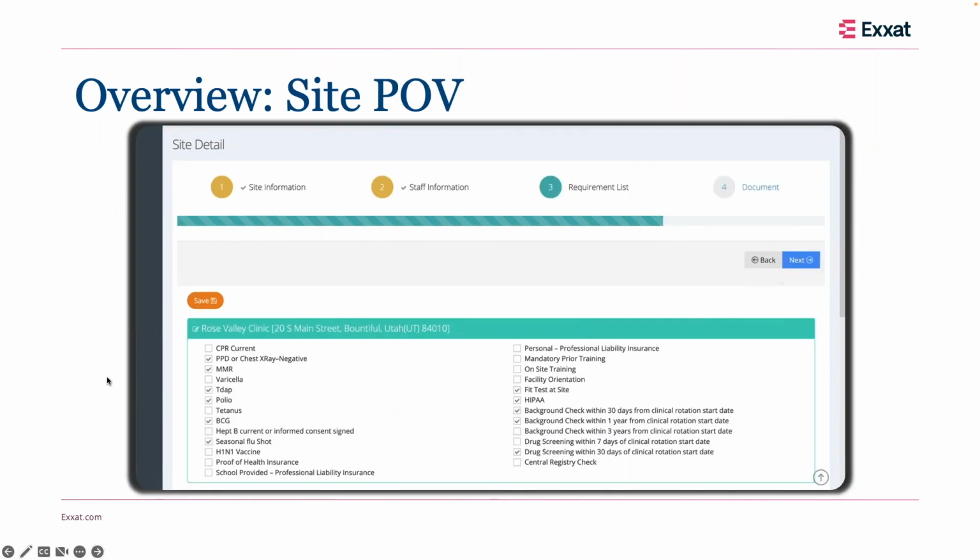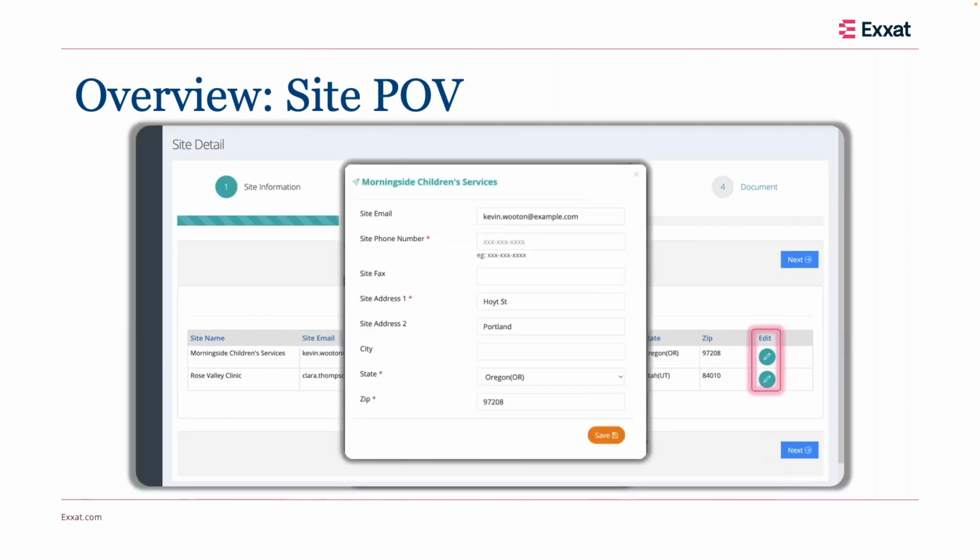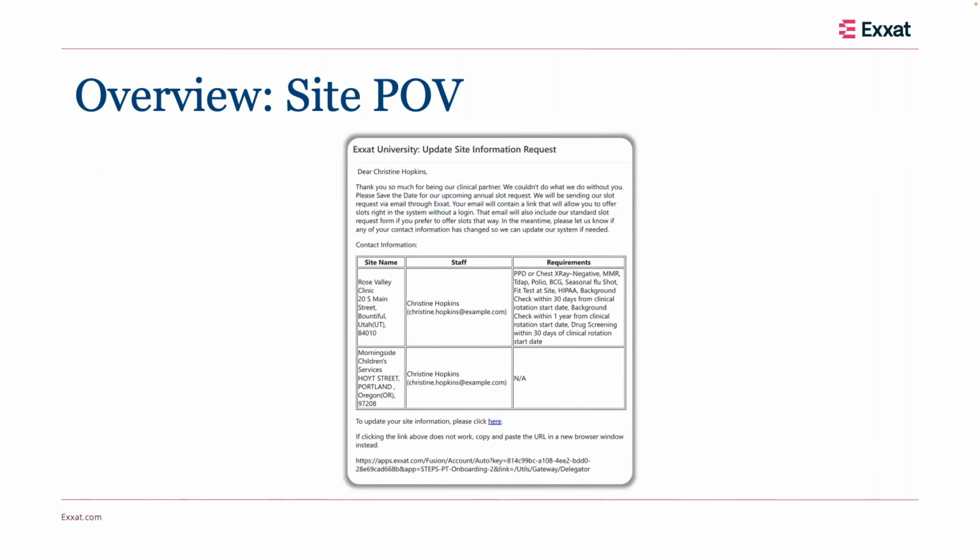I'm just going to try to go back here to see if I can draft this really quick. So this is not the slot request, but it is the update site information email that we have available in the system that you can send out to request updated information from your clinical partners. So we recommend sending it out that first week of February. And let me know if you have any follow-up questions.